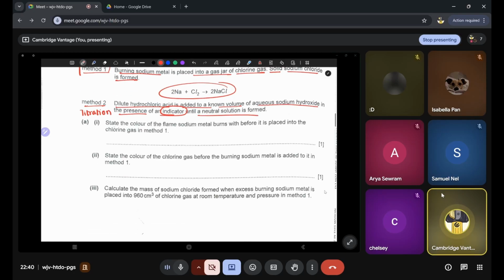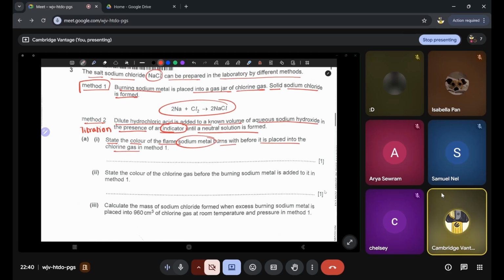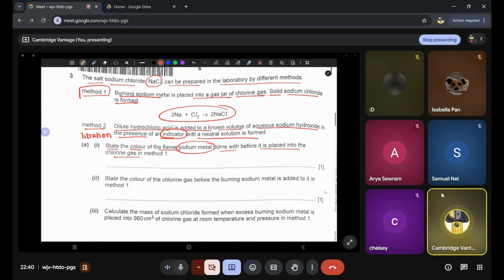So what is the first question? State the color of the flame sodium metal burns with before it is placed into chlorine gas in method 1. So this is just the color from the list of flame tests that you have in your syllabus. Can anyone tell me what should be the answer for this one? Yes, Liat, you are correct. It should be yellow. I hope the others also know this. This is just from the syllabus list.